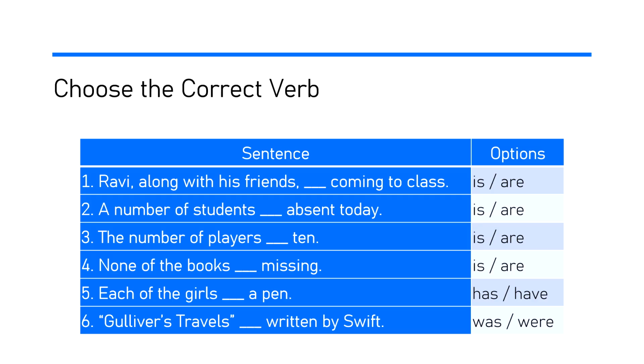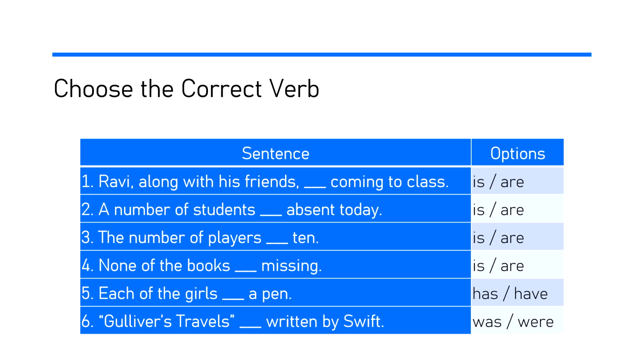Next, a number of students dash absent today. We said a number of means many, so it takes a plural verb. Answer: are. A number of students are absent today. Now, the number of players dash 10. Here, the number of refers to one total. So it is singular. The number of players is 10.